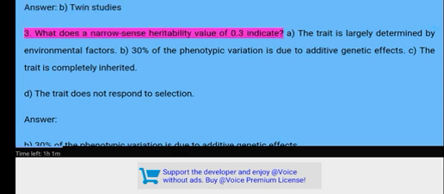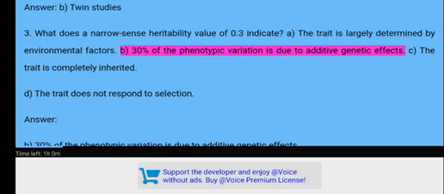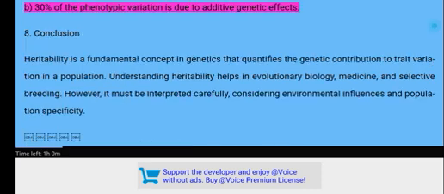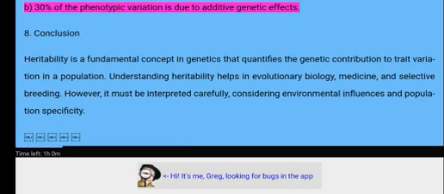What does a narrow sense heritability value of 0.3 indicate? A. The trait is largely determined by environmental factors. B. 30% of the phenotypic variation is due to additive genetic effects. C. The trait is completely inherited. D. The trait does not respond to selection. Answer: B. 30% of the phenotypic variation is due to additive genetic effects.